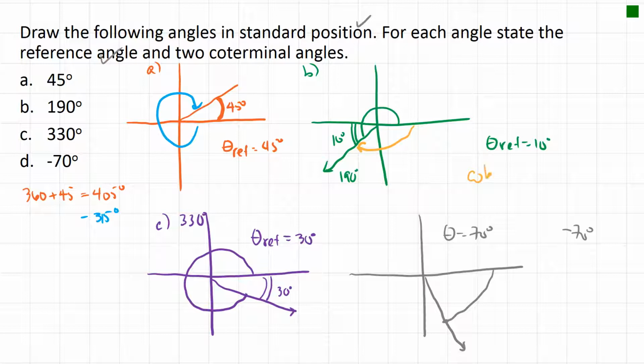For the green one, we could go negative to get to the same spot, so a coterminal angle is negative 170 degrees, or we could do 360 plus 190, which is 550 degrees.